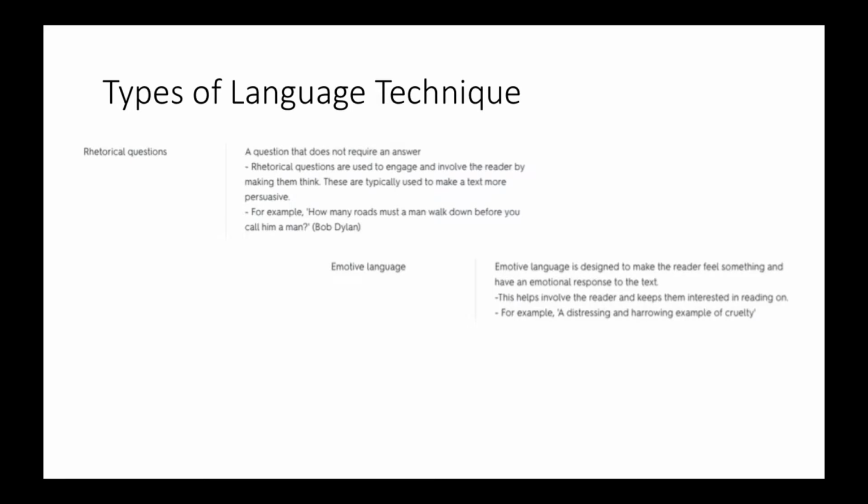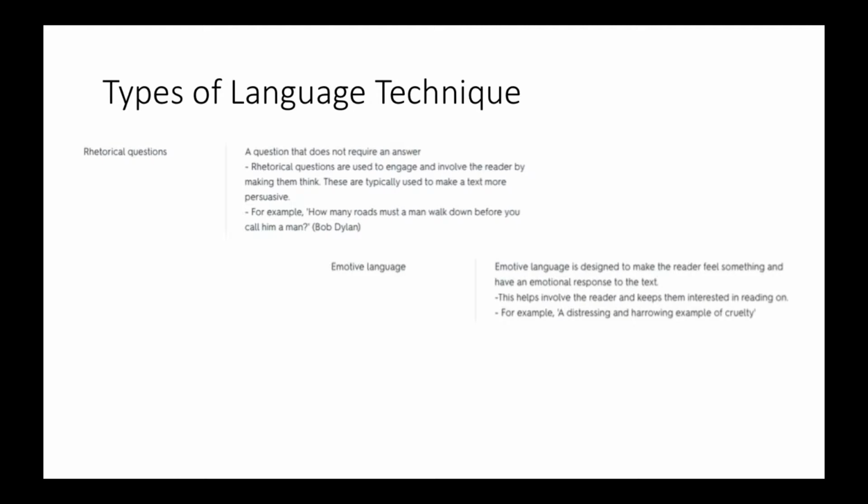We also can use emotive language, which is designed to make the reader feel something and have an emotional response to a text. This helps involve the reader and keeps them interested in reading on. For example, a distressing and harrowing example of cruelty. Okay, so a phrase like that would make you really think about the text and what it's about. You can also find emotive language in a lot of charity campaign adverts and things like that to try and make you donate.